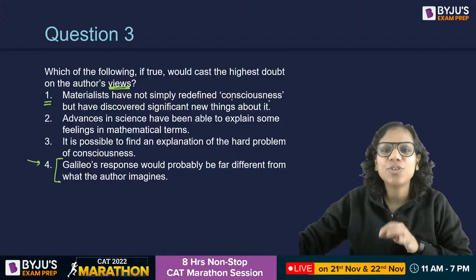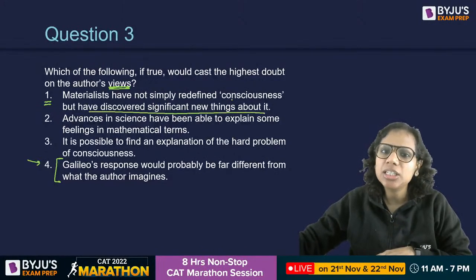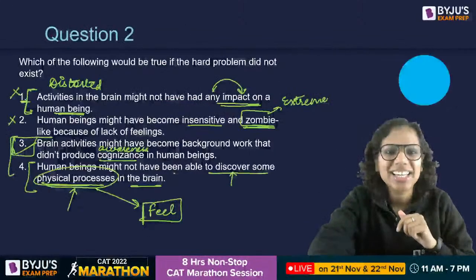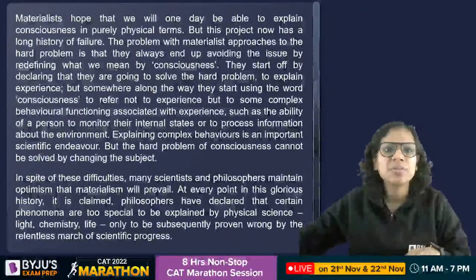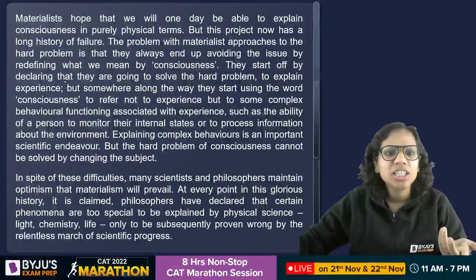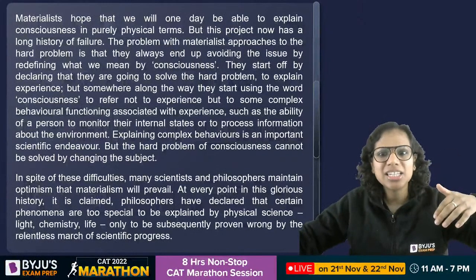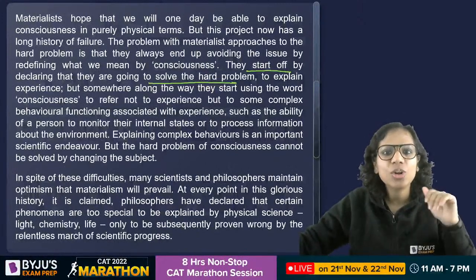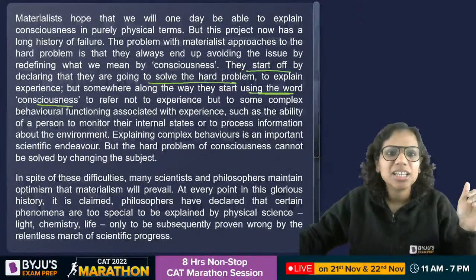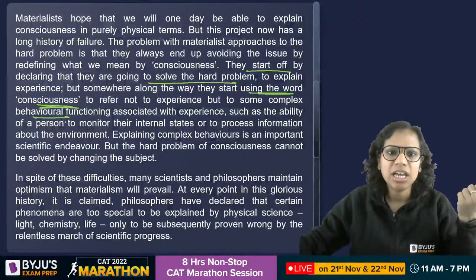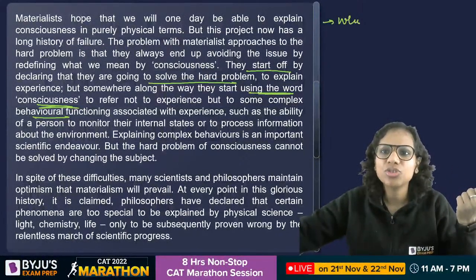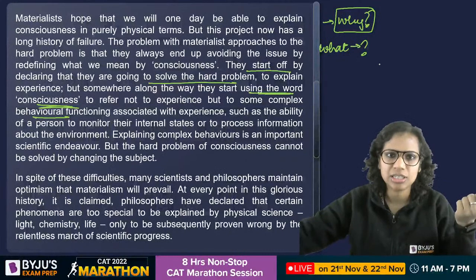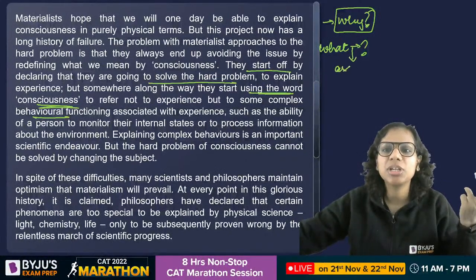materialists have not simply redefined consciousness but have discovered significant new things about it. What is the author's problem with materialists? The author's problem is that, you know what materialists do? They start off by declaring that they're going to solve the hard problem. But somewhere along the way, they start explaining the associated behaviors. That means they are not answering the question of why of consciousness. They start explaining more about the what of consciousness, right? They start explaining the associated behaviors.